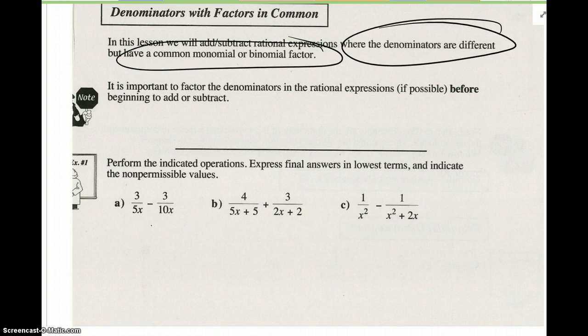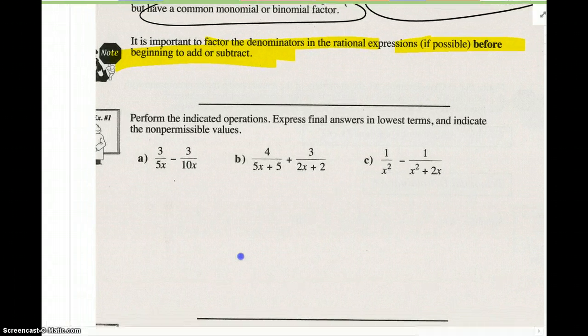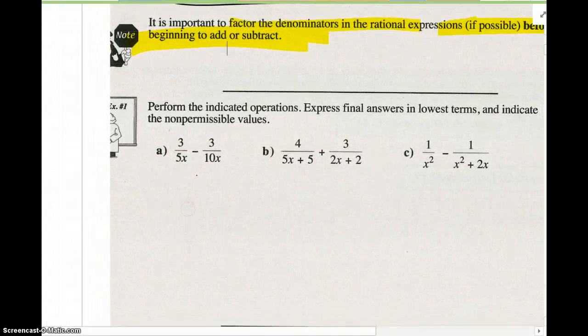So we need to remember one thing before we begin. Anytime we look at denominators, we need, if possible, to simplify them. So we need to factor the denominators before we begin. Now, if you look at our first question, there's nothing that needs to be done here. All we need to do is have a common denominator. This is what we did yesterday in class as well.